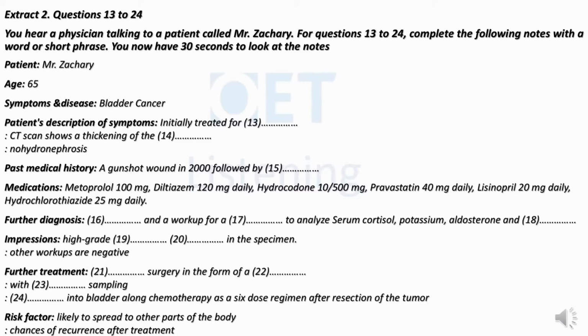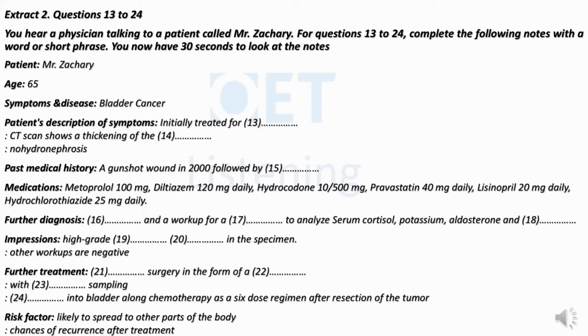The bladder biopsy confirms high-grade muscle-invasive transitional cell carcinoma with muscularis propria in the specimen, but the other workup seems to be totally negative. I am really sorry to inform you that transitional cell carcinomas are really very difficult to treat. Muscle-invasive carcinoma is likely to spread to other parts of the body, and I have to get it treated either by removing the tumor or by treating the bladder with chemotherapy.